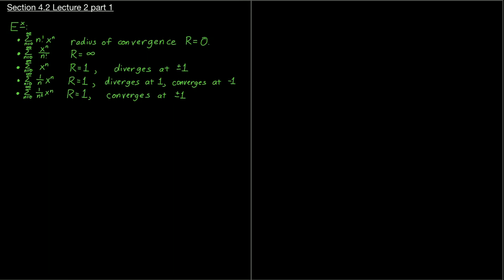So we've seen that you can have radius of convergence 0, infinity, or finite numbers. You can get any finite number you want if you think about it hard enough. And we've also seen that power series at the radius of convergence can diverge or converge on one side and diverge on the other.